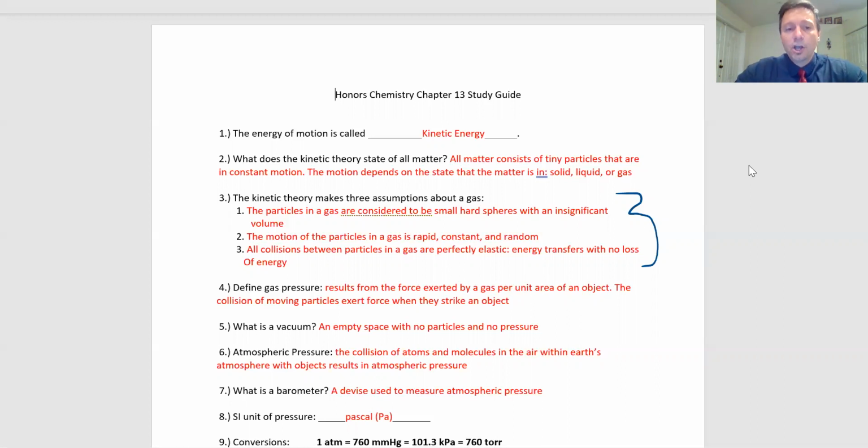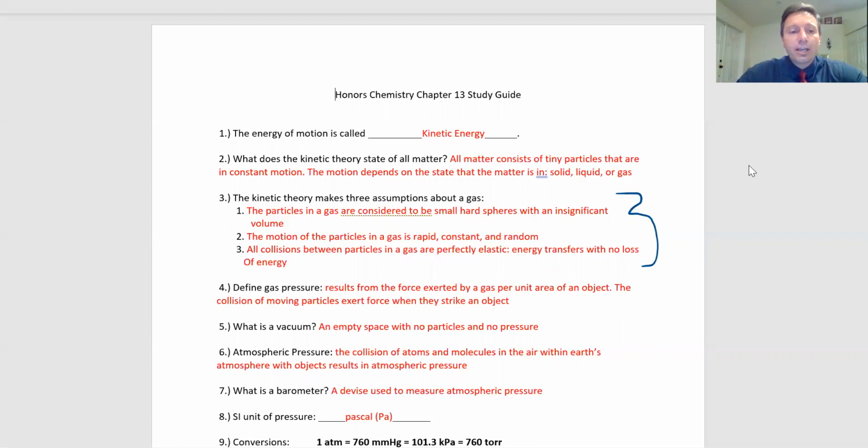Number two, the motion of the particles is constant, rapid, and random. Gas particles are going in all directions. There's little to no attraction at all when you talk about gas particles. There's no attraction to each other. So they're just going all over in constant, random, and rapid motion.